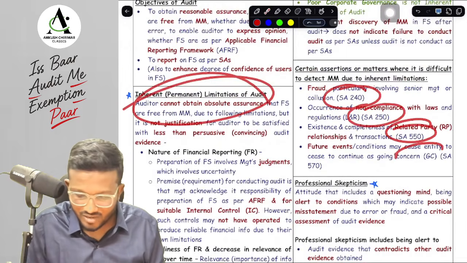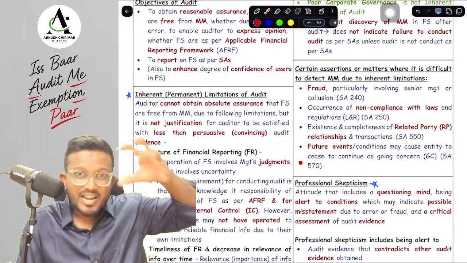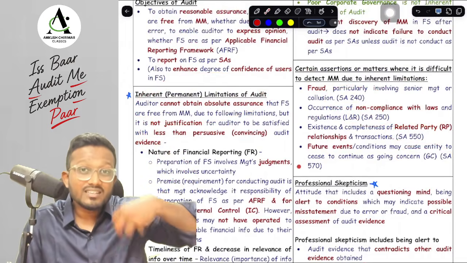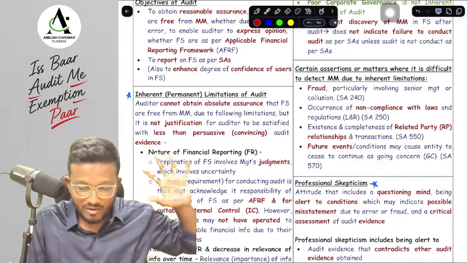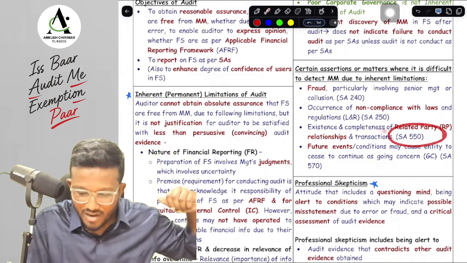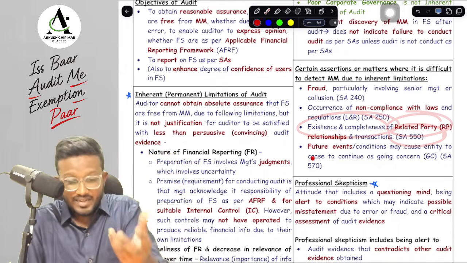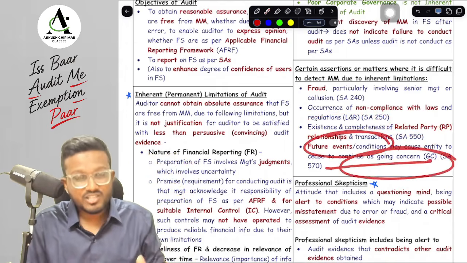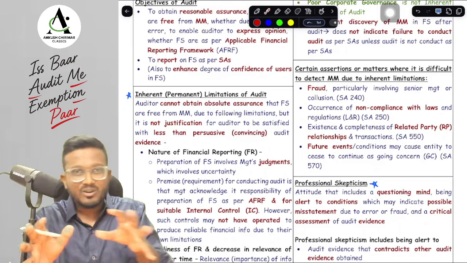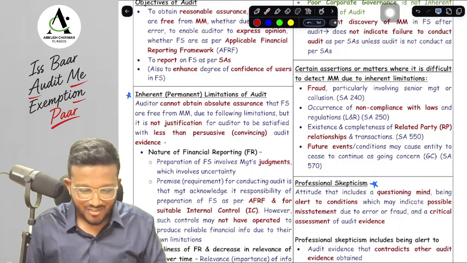SA 240, 250, 550, 570. 240, fraud where senior management or collusion is involved. 250, where there is non-compliance of law and regulation, we may not be able to identify it. 550, related party existence and completeness. And lastly, 570, future events or condition that make a significant doubt on entity's ability to continue as going concern. This we will discuss in your SA 570.